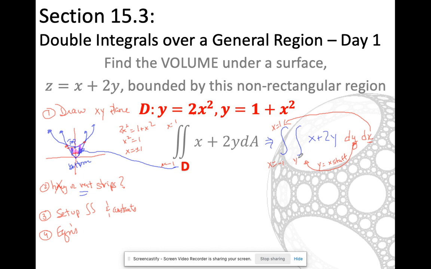So what's my bottom? What's my top? Oops, sorry, I did that backwards, didn't I? The top is 1 plus x squared. Right, the top, y equals 1 plus x squared.